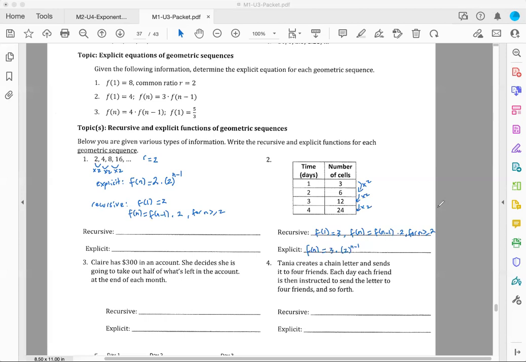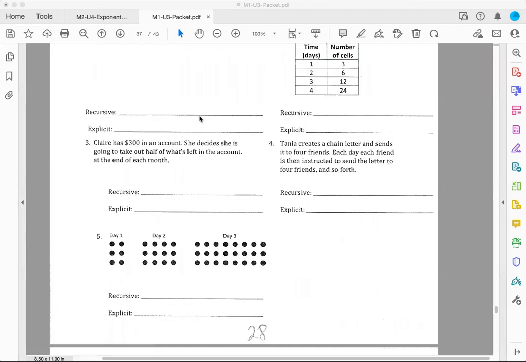So again, f of 1 is 3, the first term is 3, f of n is f of n minus 1, and you're multiplying by 2 for n greater or equal to 2. So keep this in mind. All right, so try numbers 3 and 4 on your own, given the scenarios that you have here.